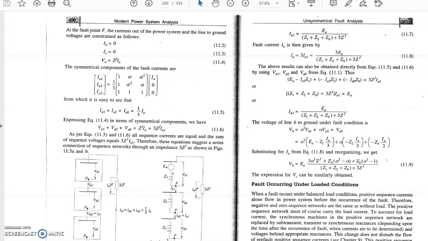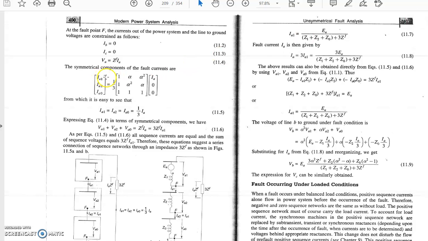Now the second step is to write the equations from the fault diagram. The third step, you have to write the symmetrical components of the fault current as well as the voltage.